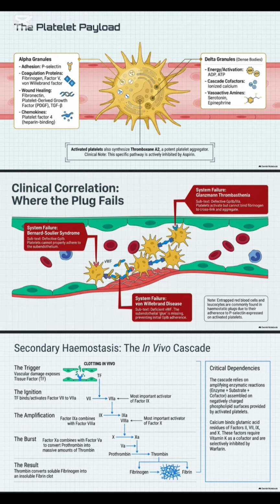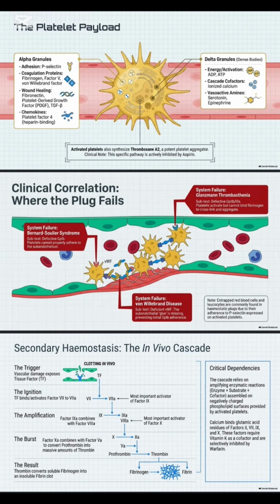For beta granules, we have ATP and ADP. We have cascade cofactor, which is your ionized calcium. Then we have vasoactive amines like serotonin and epinephrine. Now, the activated platelet also secretes thromboxane A2, which is a potent aggregator of platelets. And this pathway is the part that's inhibited by aspirin.